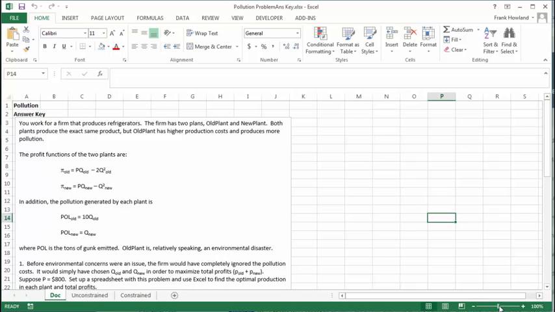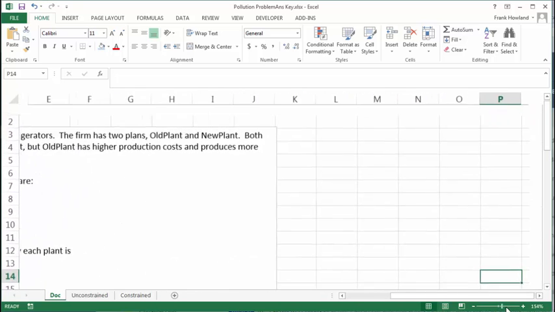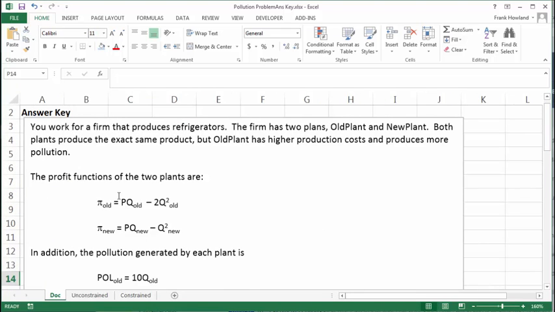Well, let's take a look at this here. So the profits are equal to price times quantity, right? This firm is a price taker, profit maximizer. So total revenue is price times quantity. For the old plant, profits are price times quantity old, minus 2 times quantity squared old. So the more stuff you produce, the greater the costs are. And this is a simple cost function, 2 times Q squared.